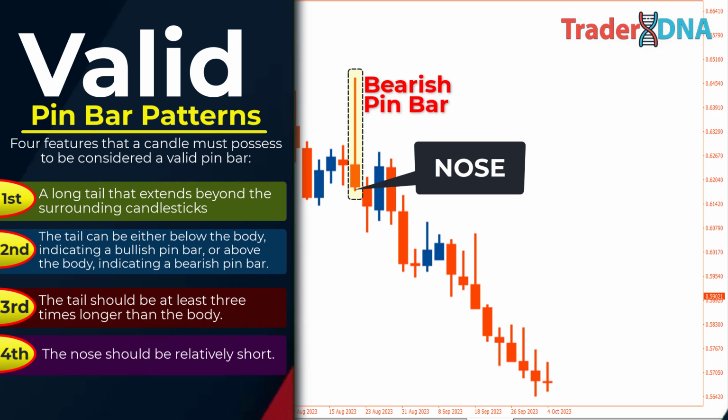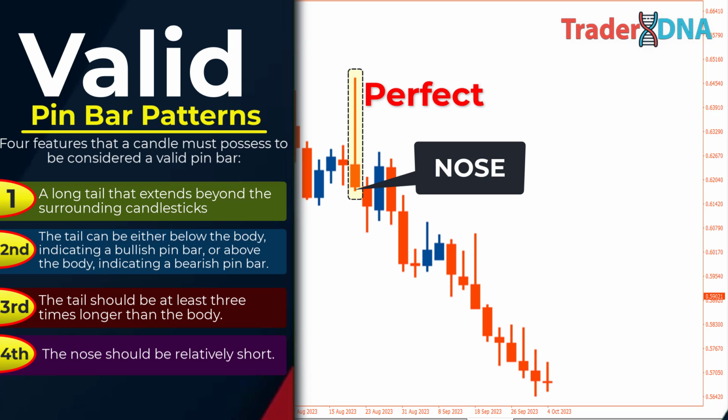If the nose is too long, the candlestick will form what's known as a doji, which has a small body and equal length wicks on both sides. A perfect pin bar will have a very long tail and a very short nose. So, if you find a pin bar that meets these 4 criteria I mentioned earlier, you can apply this strategy to determine whether the pin bar has the highest probability for profit or not.